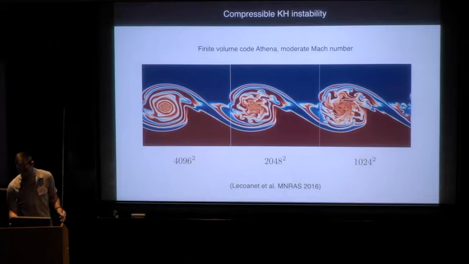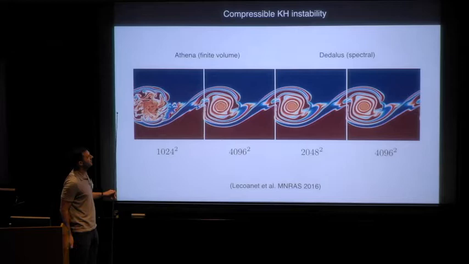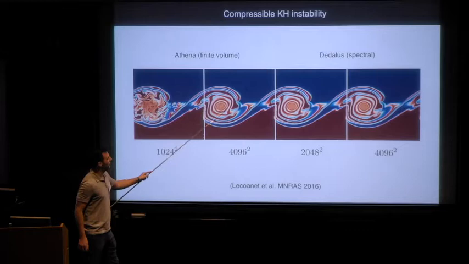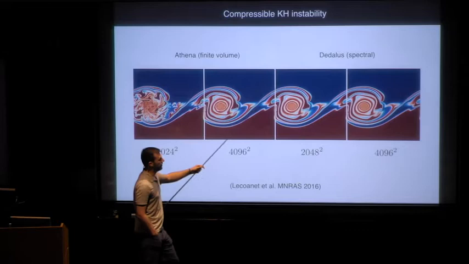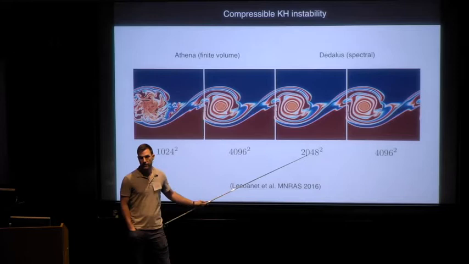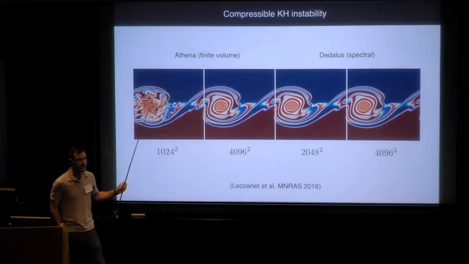So if we put Athena and Daedalus side by side for the same parameters, you can see that even at 4096 squared in the finite volume method, you still have some early signal of this spurious instability developing in the core of the vortex. Whereas with the spectral method, it's not there, and the 2000 squared and 4000 squared simulations are essentially identical. So the spectral method is pretty much fully converged by 2000 squared resolution. The finite volume one is not converged yet at 4000. So the question is, how far do we have to go with the finite volume simulation to get the same answer?